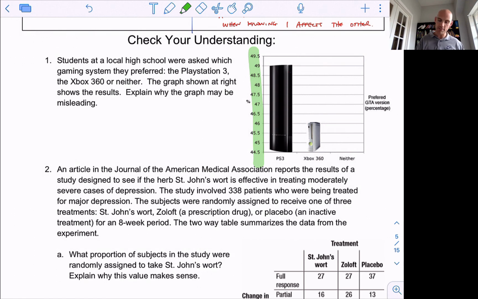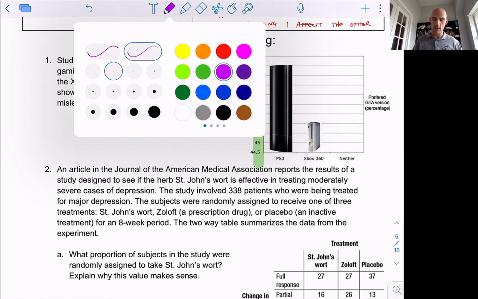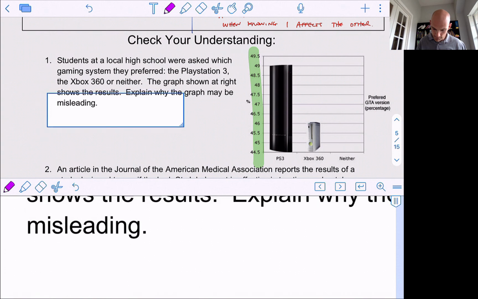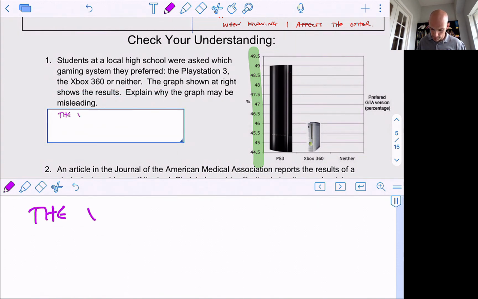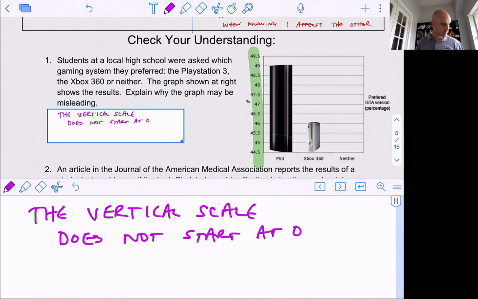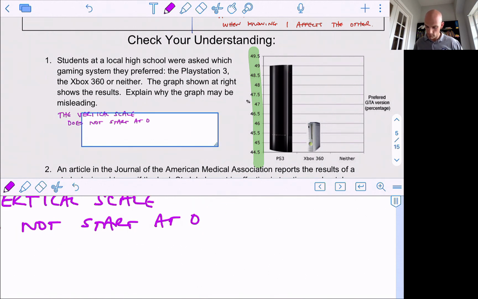And this is kind of how data analysis looks like. So you need to consider this when you're looking at charts, when you're out in the world, when you're looking on the internet, those kinds of things, because the charts can sometimes be misleading. So the vertical scale doesn't even start at 0. And the heights are exaggerated.